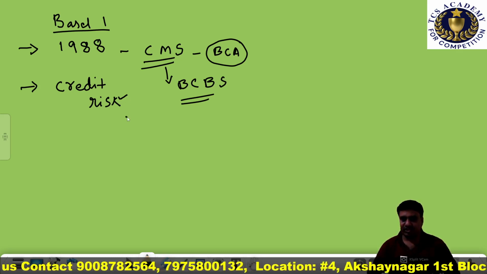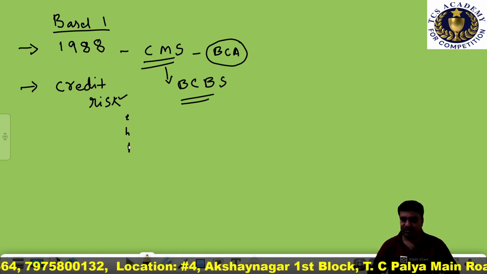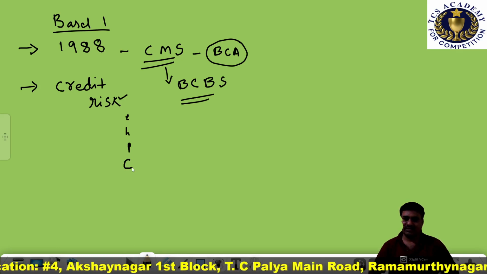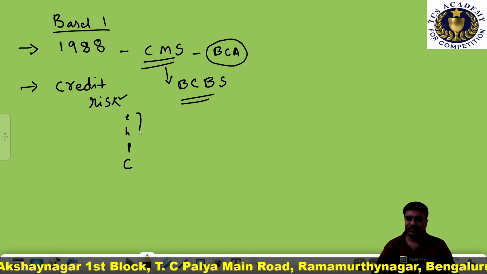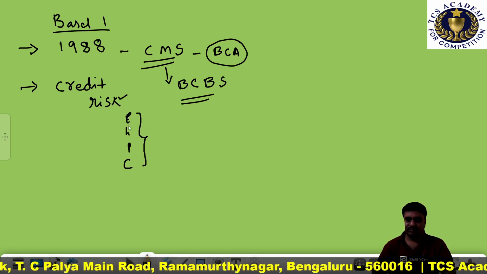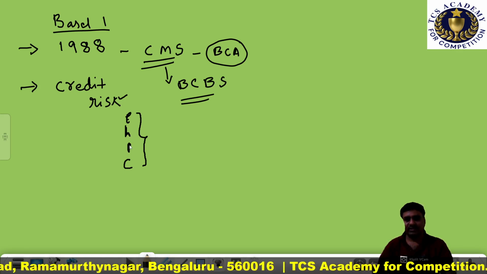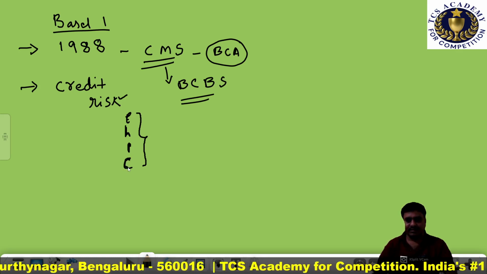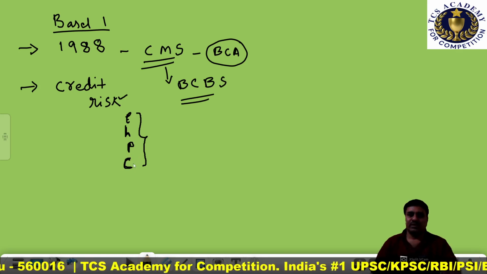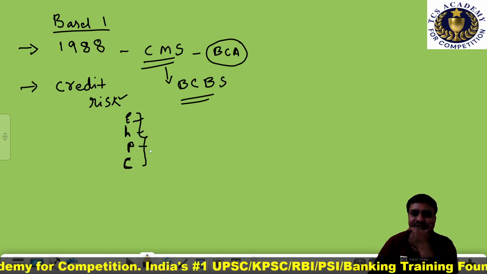Education loan is given. Housing loan is given. Personal loan is given. Loans are given against collaterals. So these are the different types of loans which are issued by the bank. Take for example education loan, housing loan, and personal loan. These are the different types of loans extended by the banker to the public.